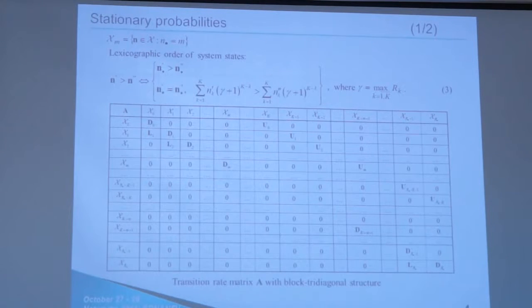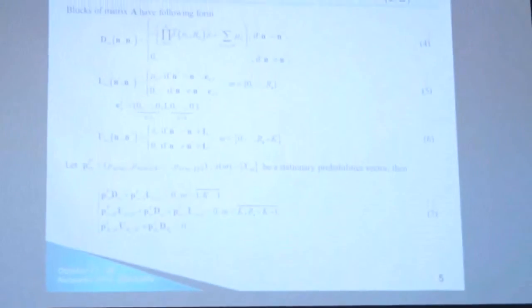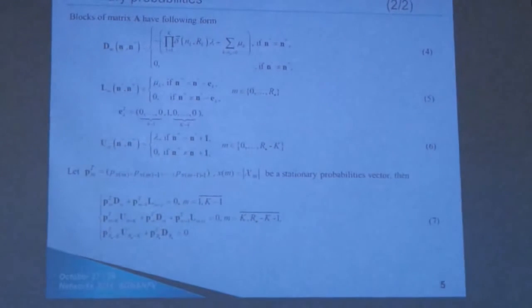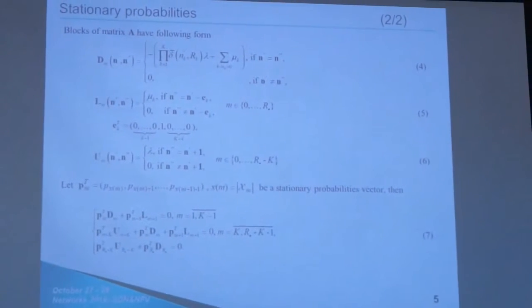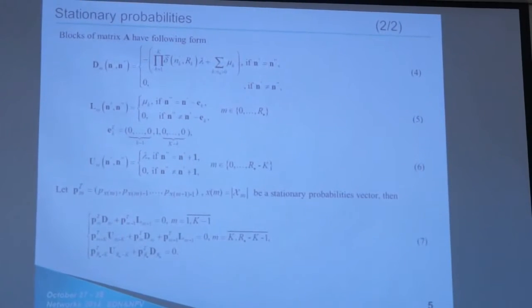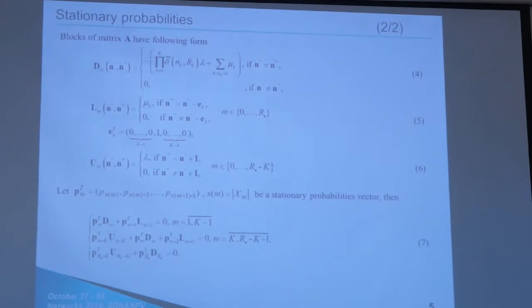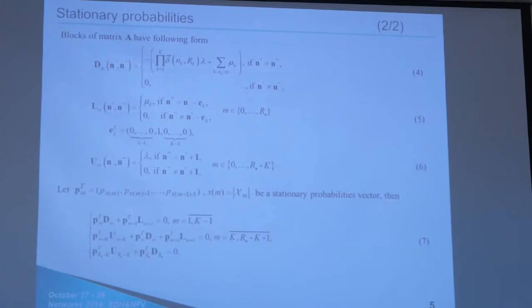Then the transition rate matrix can be derived, and considering this lexicographic order, it has a form of a three-diagonal structure, as shown. Blocks of matrix A can be described by formulas 4, 5, and 6. You can note that diagonal blocks of this matrix have diagonal structure, and other blocks don't have any particular structure. And in terms of these three diagonal blocks of the transition rate matrix, we can write a system of equilibrium equations for this model.